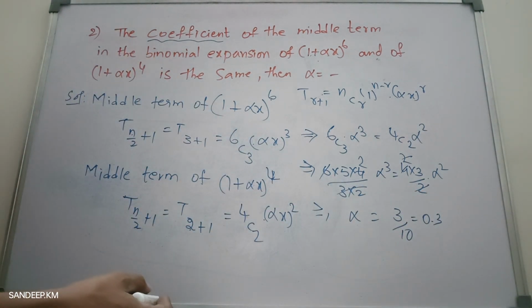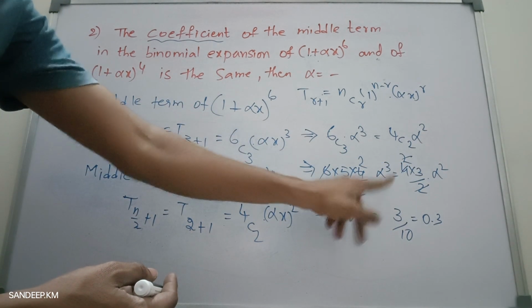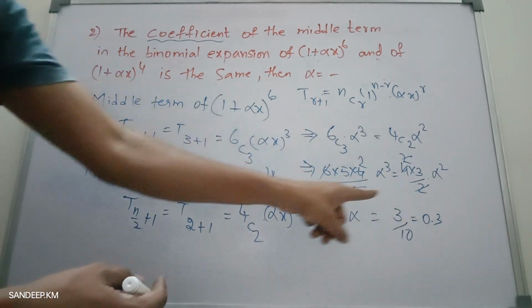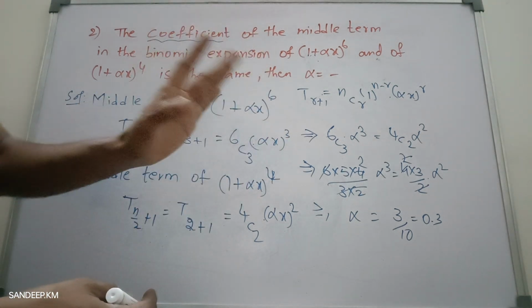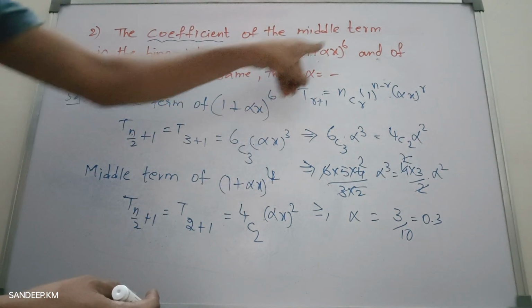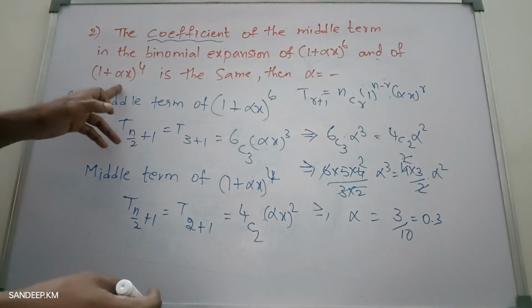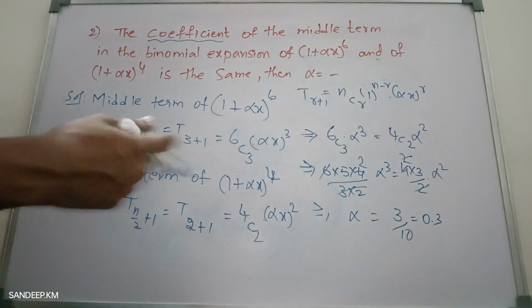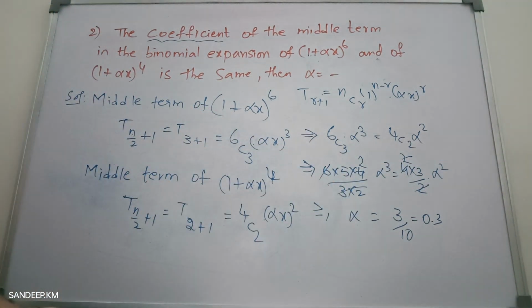So alpha is 0.3. Some students will ask, sir, is it okay to take alpha square to the left side? Because alpha can be 0 now. If alpha value is 0, I am not supposed to transpose alpha square to this side, right? But according to the question, if alpha is 0, you will get 1 power 6 and 1 power 4. It will not be a binomial expansion if alpha is 0. So that means indirectly alpha is not 0. So I can transpose alpha square this side, and therefore the value of alpha is 0.3.